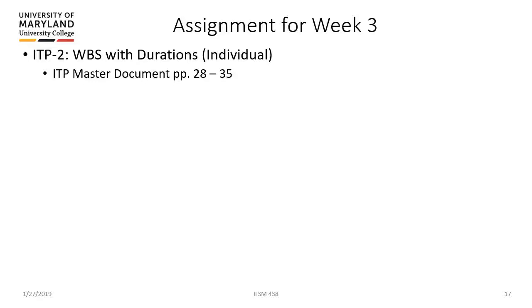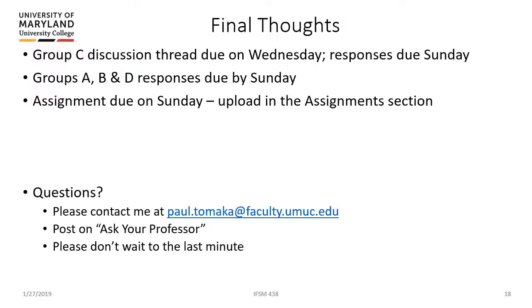And this is an individual assignment. So you did the scope as a group, you do the WBS individually, and you'll do that in Microsoft Project. So last week you had the wedding reunion, which was very simple WBS. In Microsoft Project, this is a little more complex. So you're going to go ahead and build that, and the details on what you need to do are on pages 28 to 35 of the ITP master document. Please take a look at that.